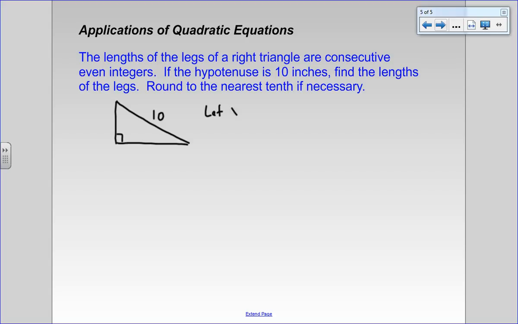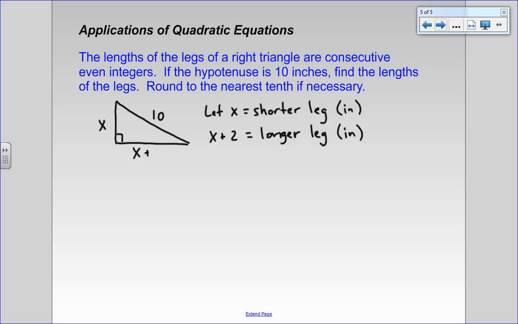So if we let x equal the shorter leg, measured in inches, then the next consecutive even integer after x could be represented by x plus 2. So we'll use that expression to represent the longer leg, again measured in inches. Labeling these on the diagram, we now have the 3 sides of our right triangle, and we can use the Pythagorean theorem to write an equation for this triangle. We have x squared plus the quantity x plus 2 squared equals 10 squared.